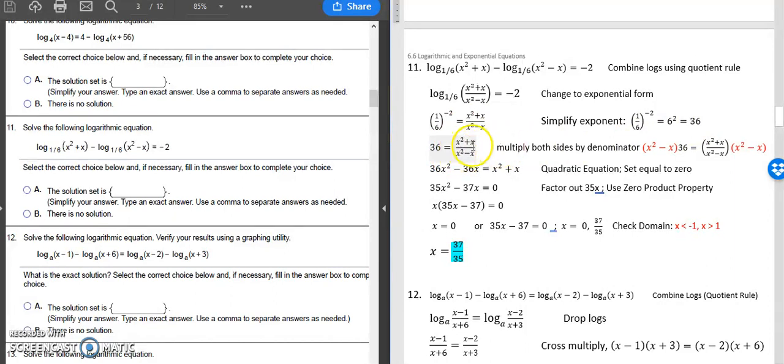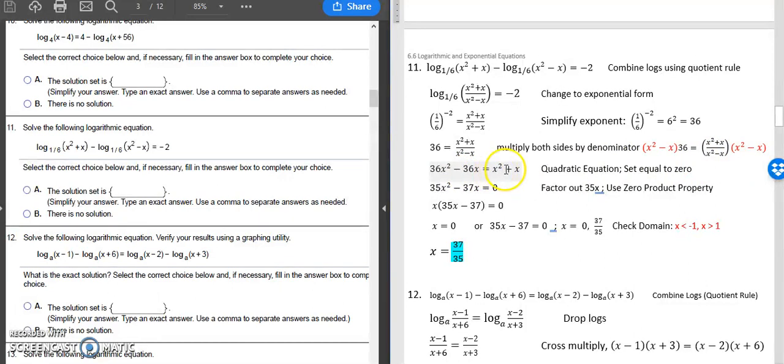Now we want to get the variables out of the denominator. So we will multiply both sides by that denominator, which is x squared minus x. We'll multiply it on the left and the right side of the equation. Then we can distribute the 36 on the left side. That will give us 36x squared minus 36x. On the right side, remember now this denominator and the factor over here will just cancel one another. So we'll just be left with x squared plus x.